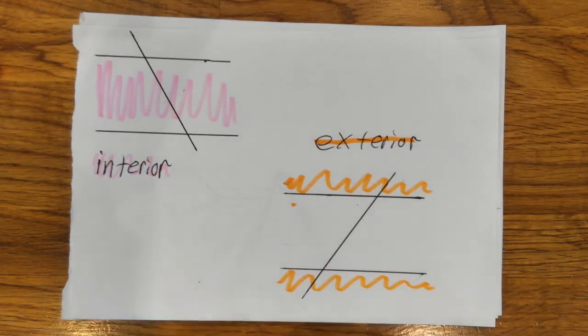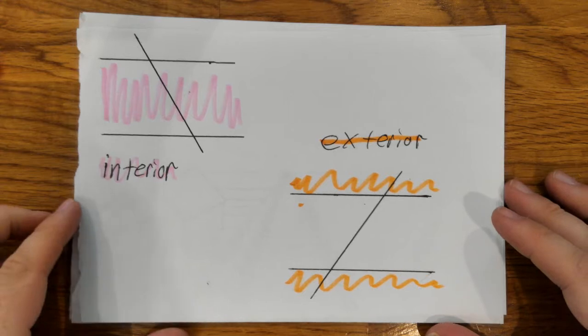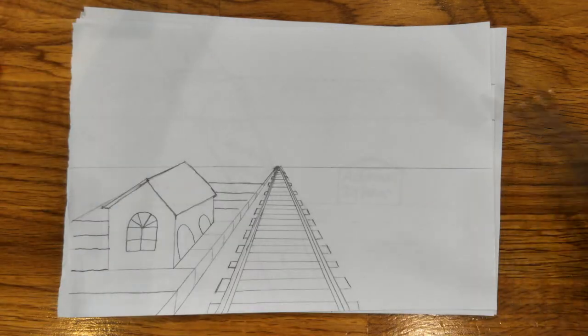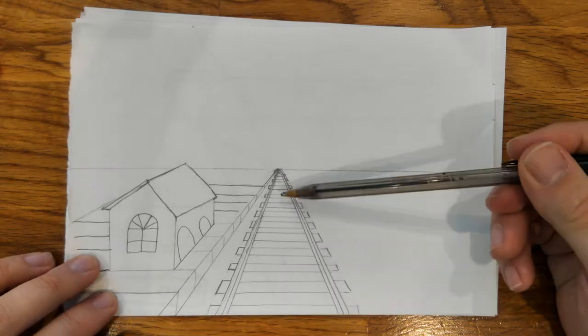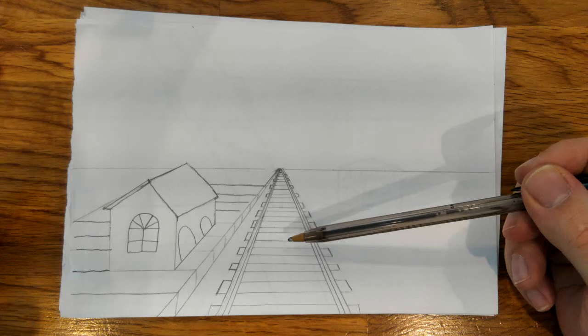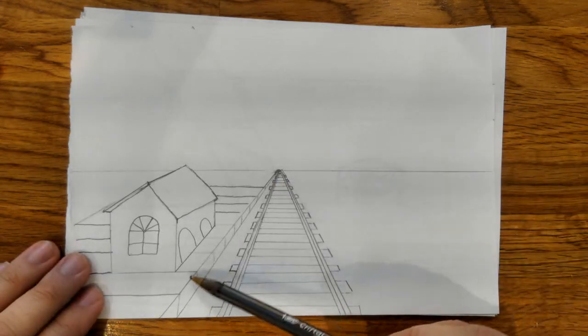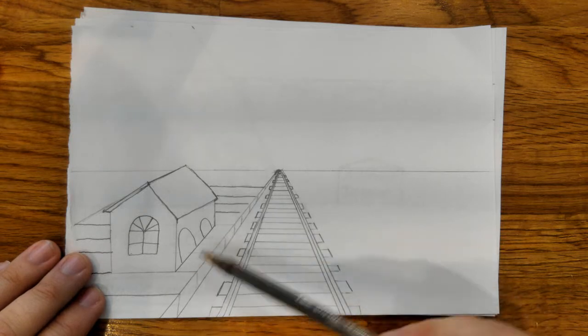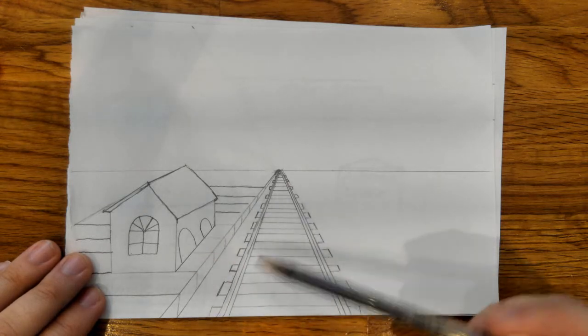The way I like to think about this is if you were at a train station. If a train was coming, you would not want to be inside the parallel lines. So this is the interior. You would get hit by a train, right? If a train's coming, you want to be outside on the platform here, right? So this is exterior, outside of the train tracks.